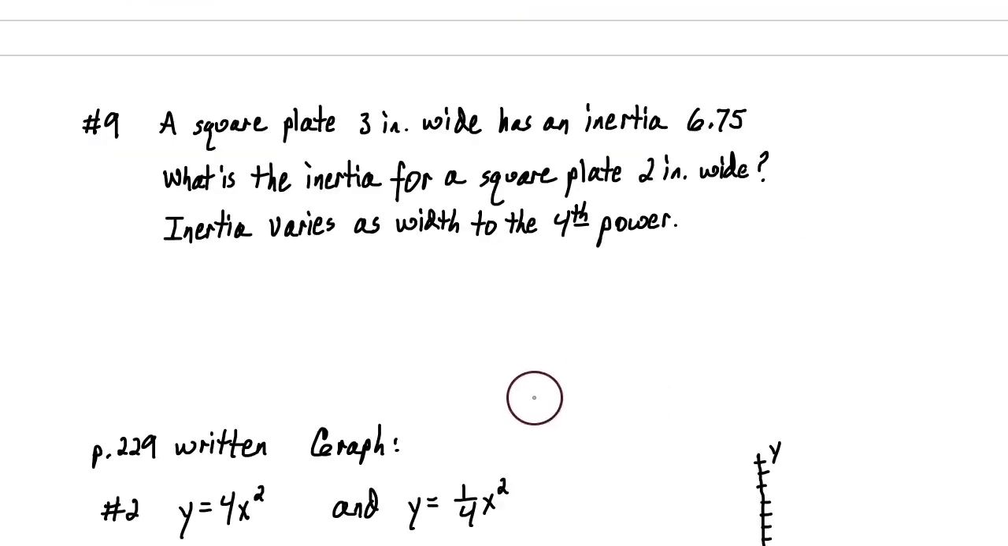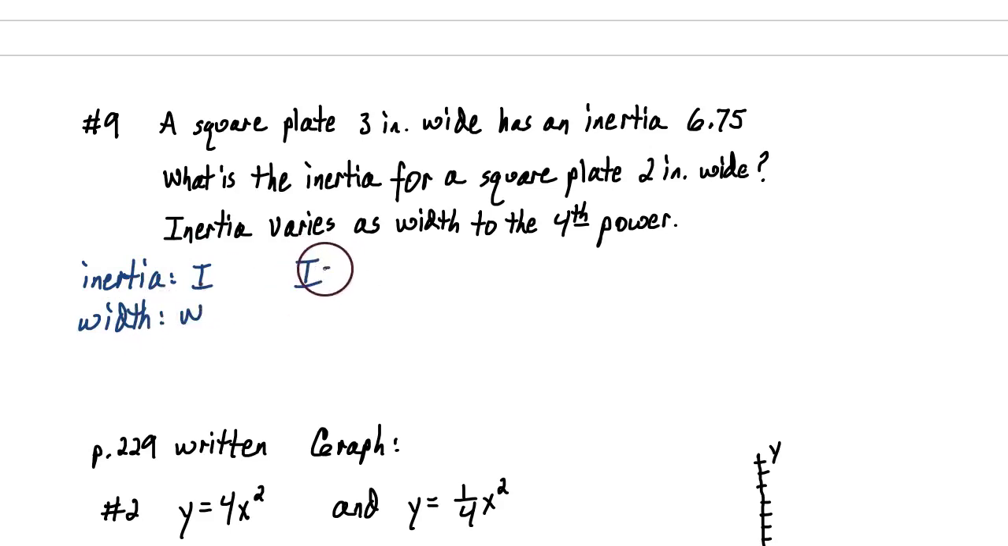Number 9, a square plate 3 inches wide has an inertia of 6.75. What is the inertia for a square plate that's 2 inches wide? And we're told that inertia varies as width raised to the 4th power. So let's choose variables to represent inertia and width. For inertia, I'm going to use I, and for width, I'll choose W. Inertia equals some number times W to the 4th power.